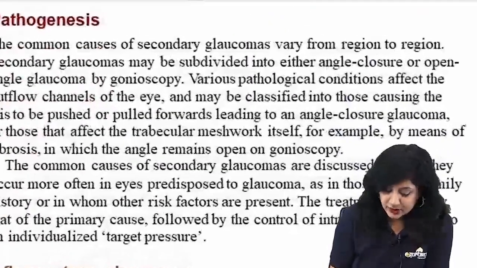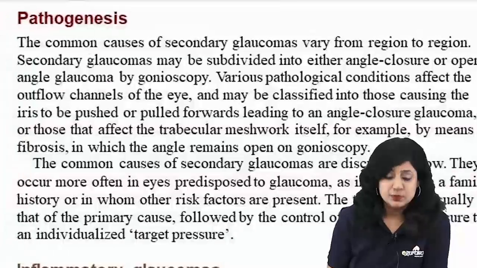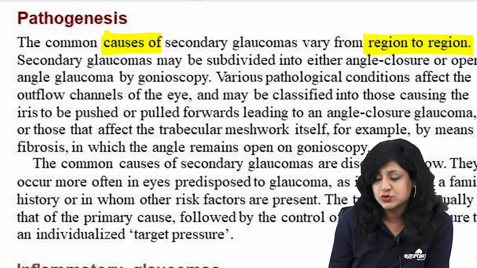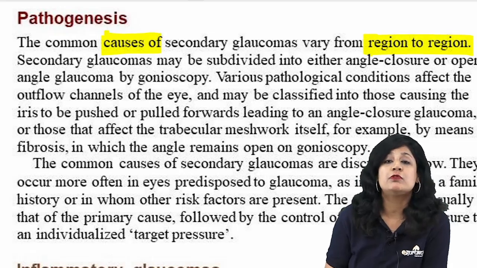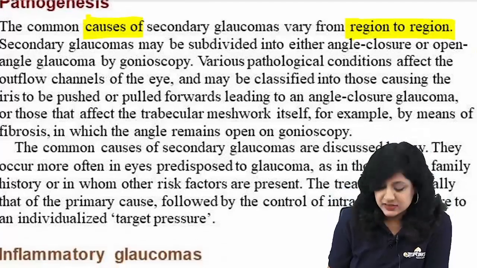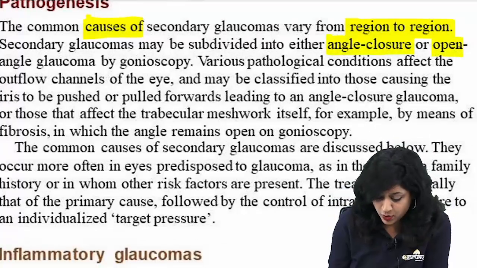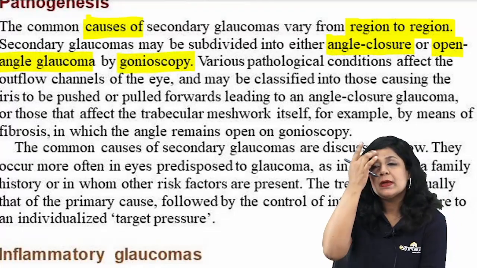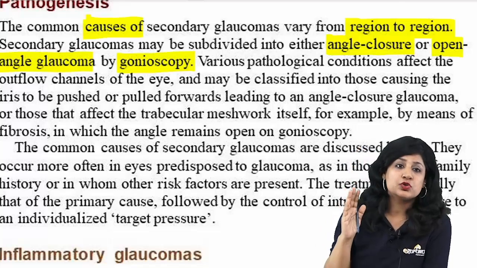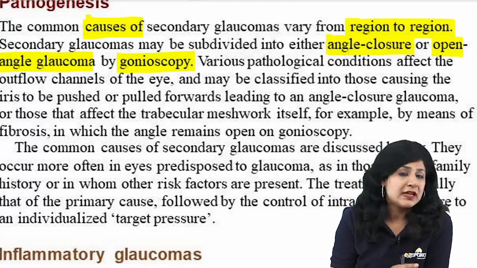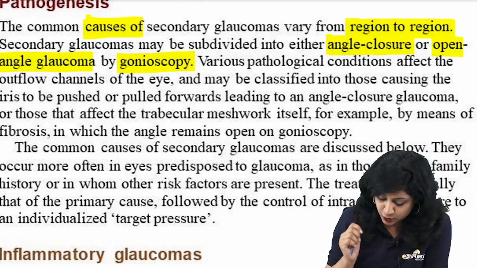Now let's talk about the pathogenesis first. What are the common causes of secondary glaucoma? They can vary from region to region depending upon which diseases are common in that particular area. You can divide this into angle closure glaucoma or open angle glaucoma, which you can see with the help of gonioscopy. So gonioscopy remains an important measure whenever we have to find out whether it's an open angle glaucoma or an angle closure glaucoma.